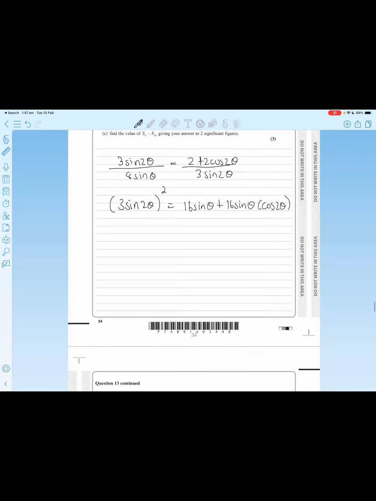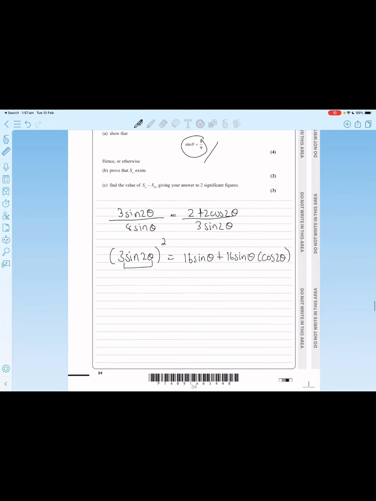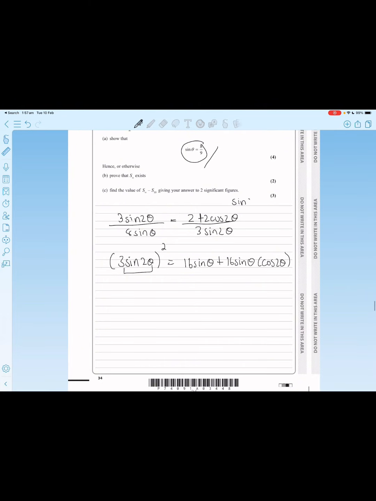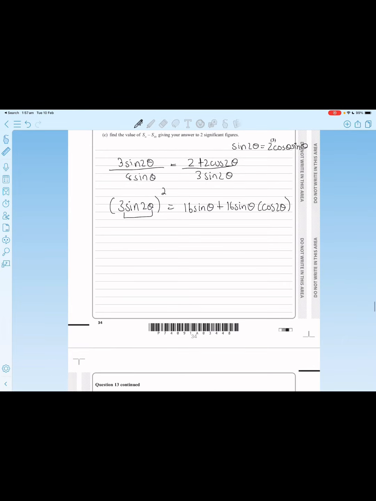Let's keep going now. The next step that I can really see is that sine 2 theta, let's express this. What can I change that to? Sine 2 theta would be 2 cos theta sine theta. This is the identity you should know. So this would become 6 sine theta cos theta. And that would be squared is equals to 16 sine theta plus 16 sine theta cos 2 theta.